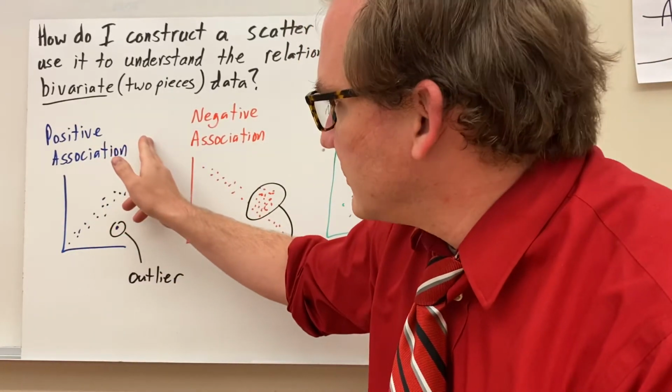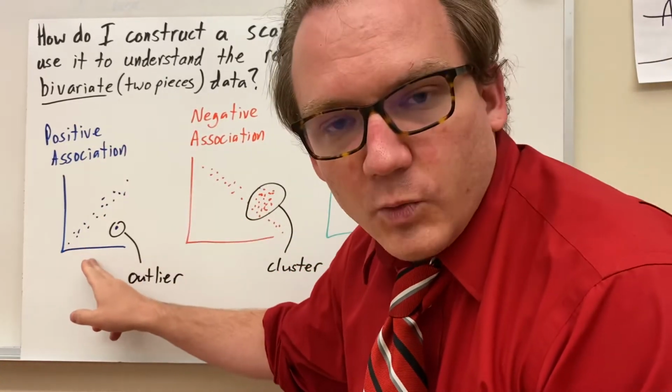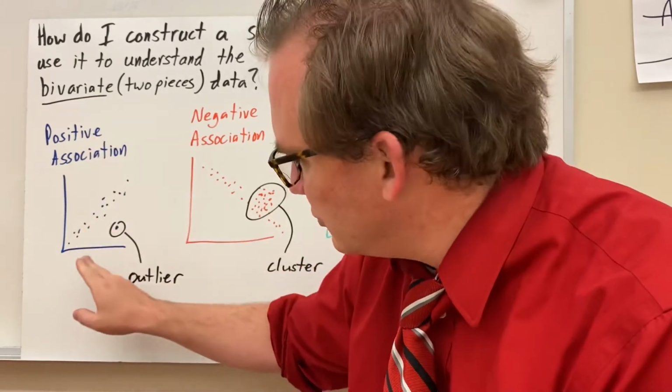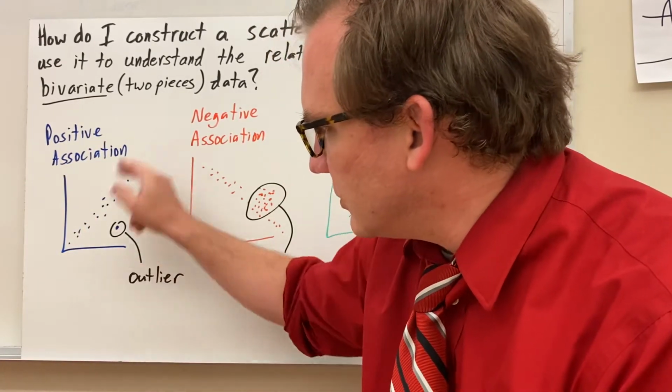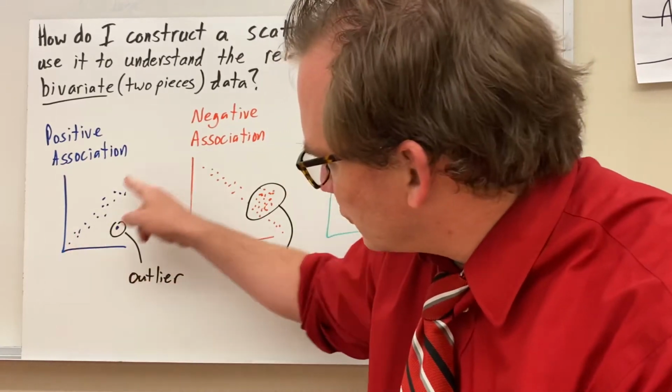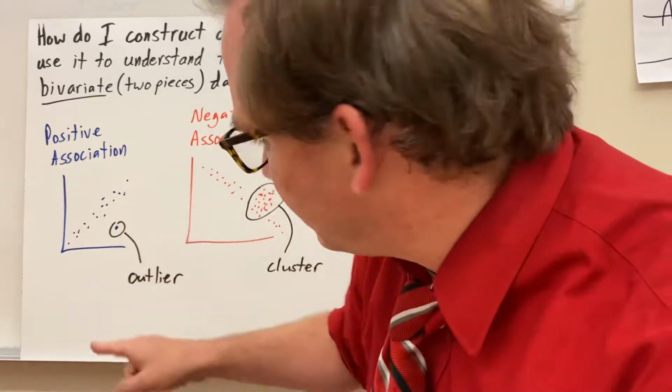You have a positive association. That's where when one value increases, the other does too. Usually your X increases, so does your Y. And you can maybe draw a straight line that goes up like this.